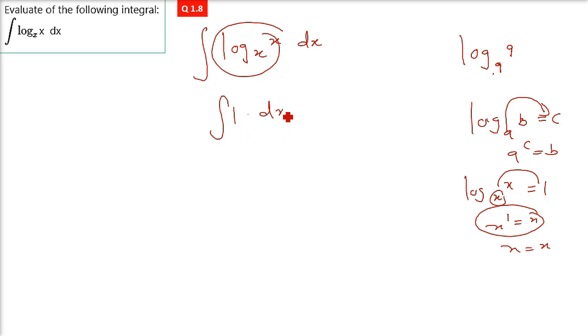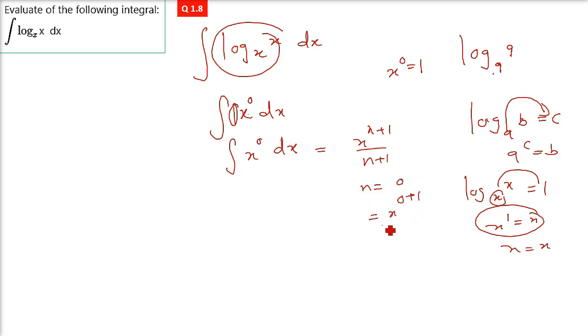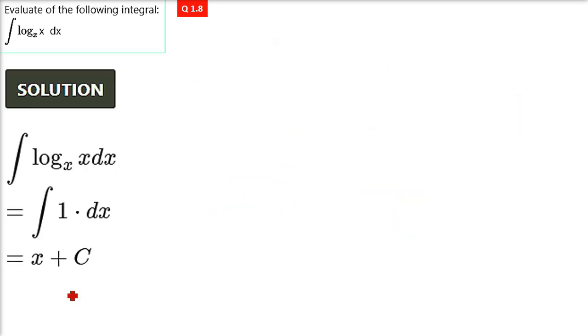Integration of 1 is what? See, 1 is nothing but x raised 0. By virtue of this property, anything to the power 0 is 1 only. So x to the power 0 is 1. So in place of 1, you can write x raised 0. And now you can apply the standard result, x raised n plus 1 by n plus 1. N is 0 here. It is x raised 0 plus 1 by 0 plus 1. You get x by 1, which is x only. So integration of this is x along with the constant of integration. X plus c, this is your result. So this is how we have done.